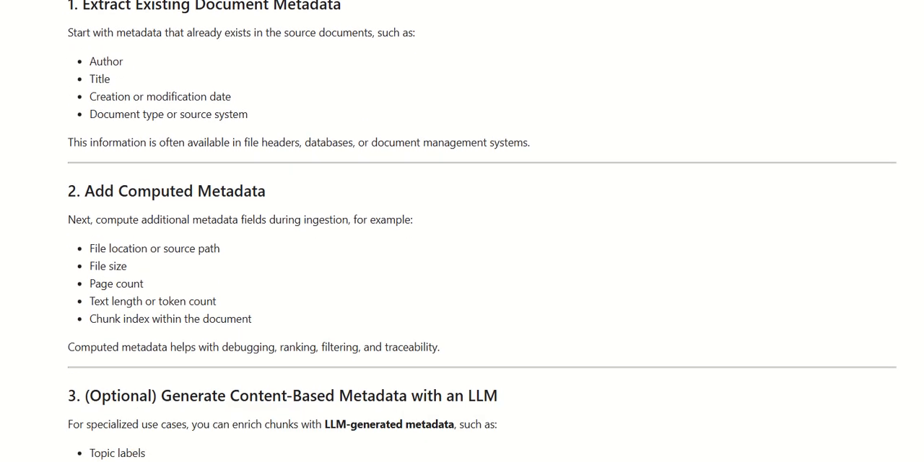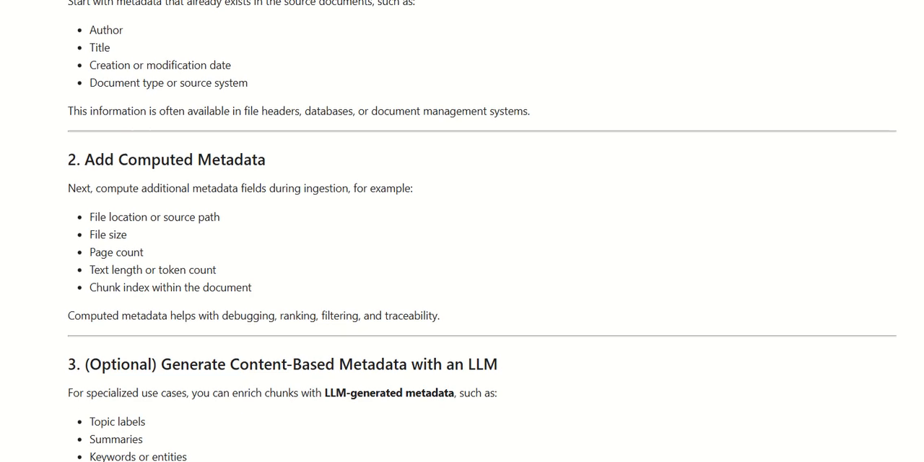The second one is adding computed metadata. Next, compute additional metadata fields during ingestion. For example, file location or source path, file size, page count, text length or token count, and chunk index within the document. Computed metadata helps with debugging, ranking, filtering, and traceability.